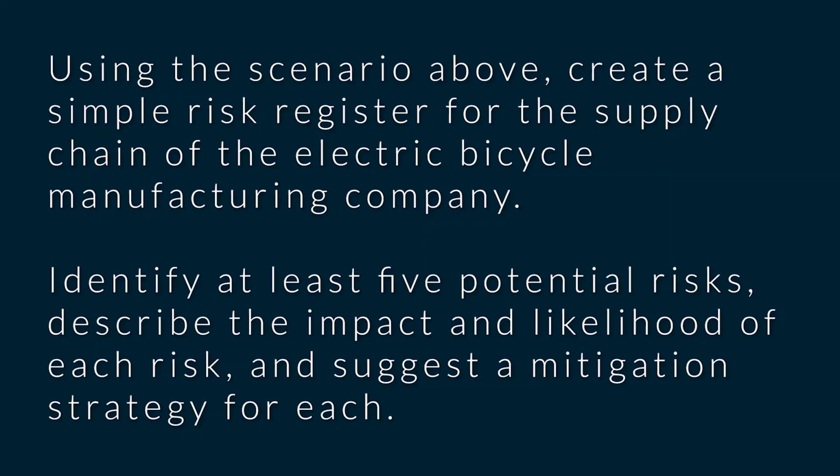So here's the question. Using the scenario above, create a simple risk register for the supply chain of an electric bike manufacturing company. Identify at least 5 potential risks, describe the impact and likelihood of each risk, and suggest a mitigation strategy for each. So that is what you need to do. And look, if you're stuck, again, just ask. This is just learning by doing. So you're just testing your skills to see if you really know.